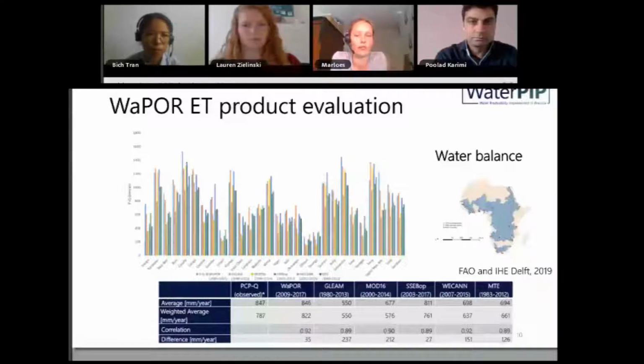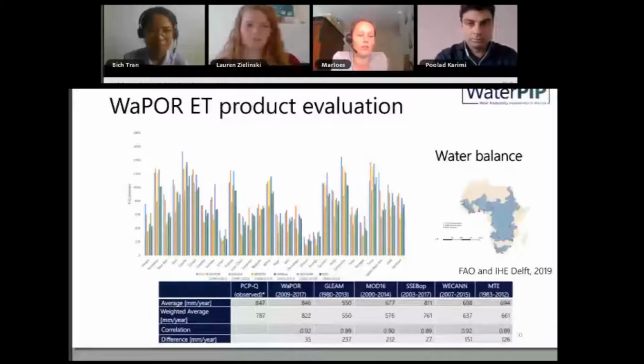We also did a weighted average, so we gave more weight to the larger basins compared to the smaller basins, and we looked at the correlation. And you see that all the correlations are about 0.9 compared to the observed data, but WaPOR is, together with, in this case, WeCan, the highest in terms of correlation.